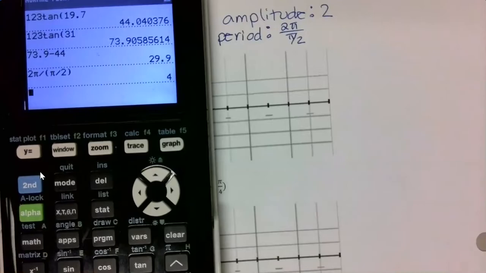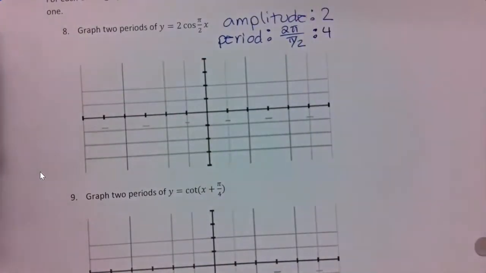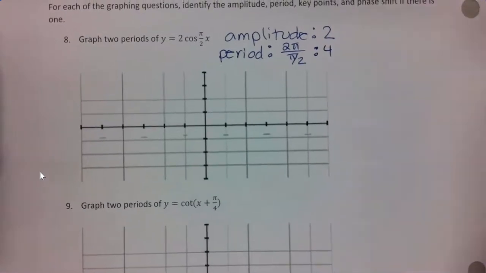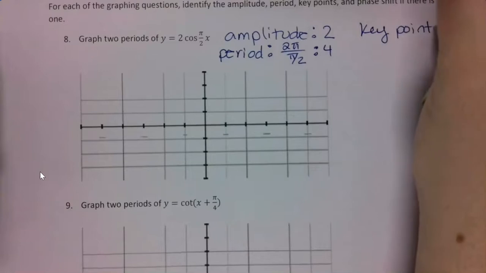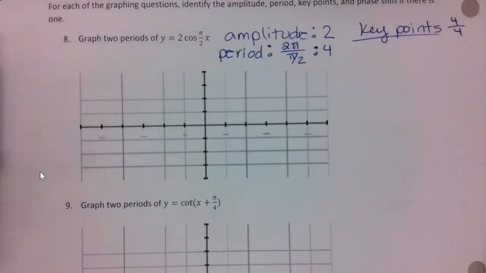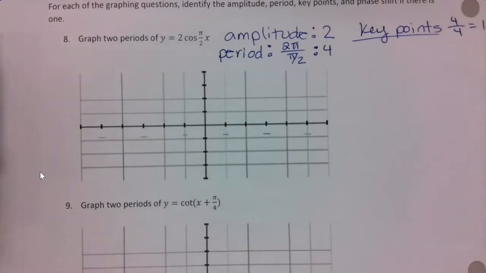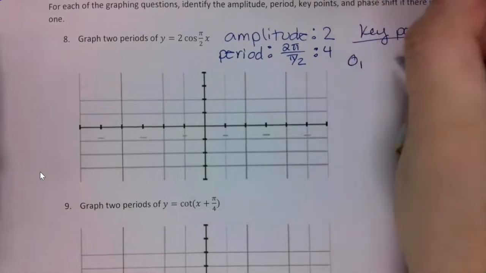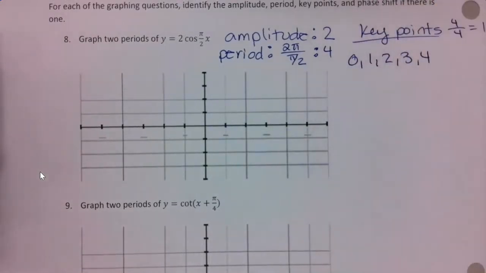So this gives me 4 for my period, the actual number 4, not with a pi. Then I need to find my key points. So this is taking 4 and dividing by 4, because you always take your period and divide by 4, which tells me I'm counting by 1. I start off at 0, 1, 2, 3, 4 is where I'm going to stop. And then there is no phase shift, so I don't need to talk about that.